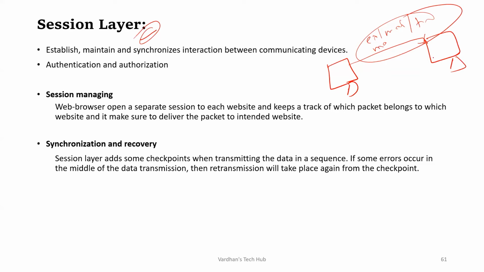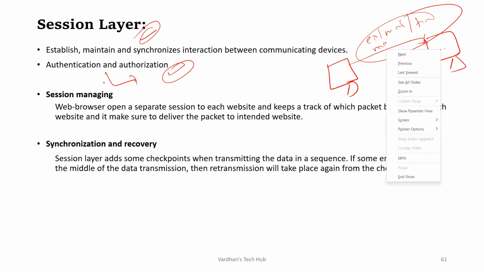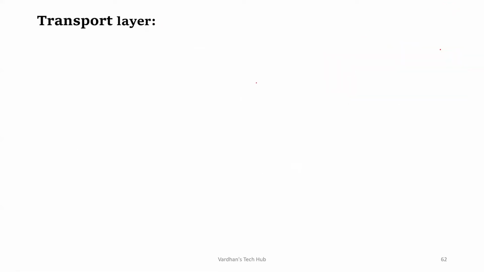Before establishing and maintaining the sessions, it performs authentication and authorization. Authentication means whether we are sending to the correct device or not, and authorization means what type of authorization they have on the data we are sending. That is called authentication and authorization.